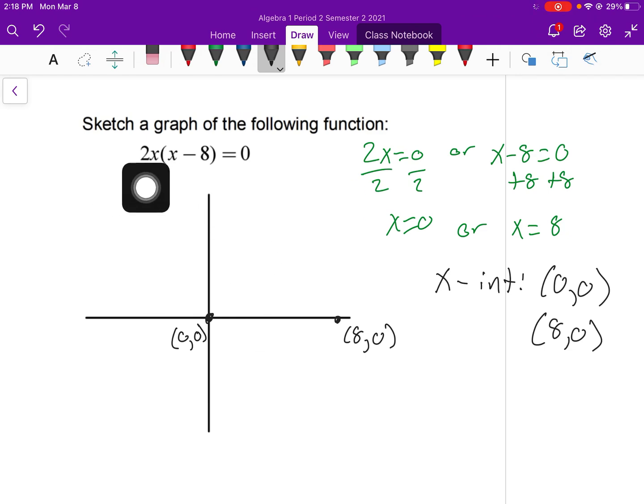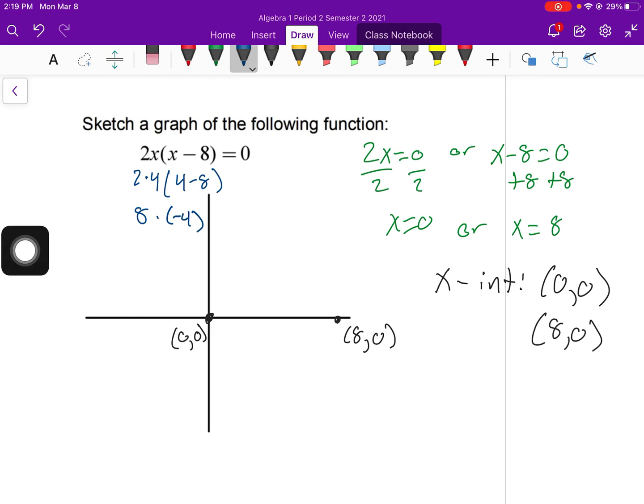If I plugged in a 4, I would have 2 times 4 times 4 minus 8. So that'd be 8 times negative 4. I don't even care what that number is. I just need to know if it's positive or negative. And it's going to be negative again. So it'll be somewhere down here. So I'll have this curve like this.